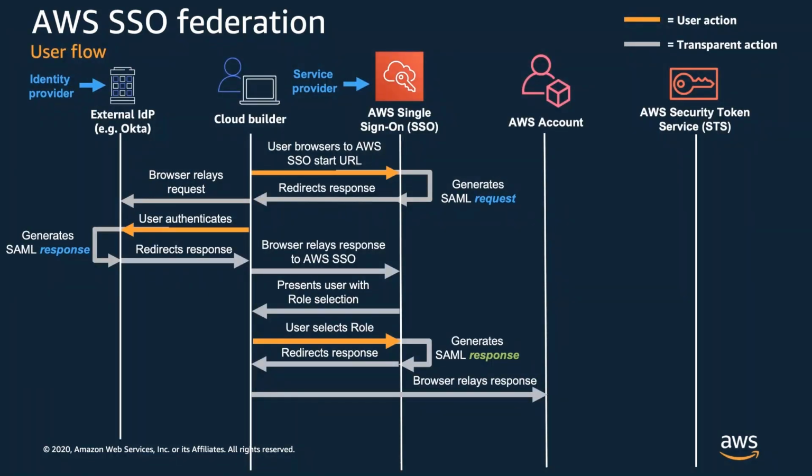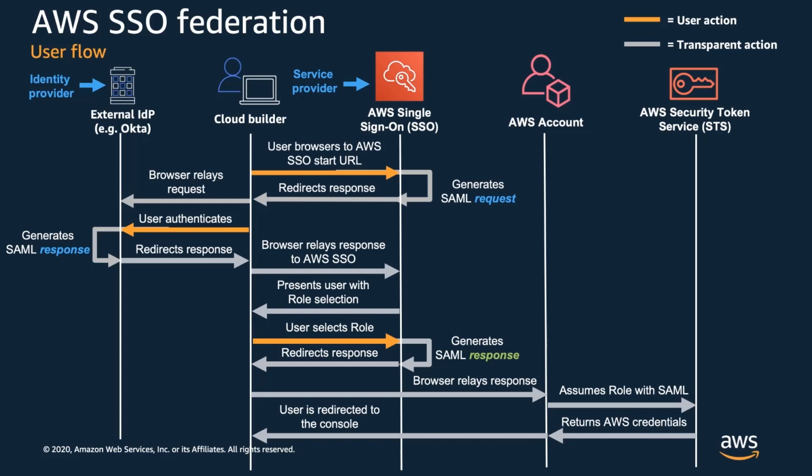Next, browser relays the SAML response to AWS IAM, which calls assume role with SAML, gets temporary AWS credentials on behalf of the user, and redirects user to the console. Finally, user can access the console. So this is the second SAML flow in this scenario between AWS SSO and AWS accounts. AWS SSO plays an identity provider role here, and AWS accounts are the service providers. Only the IDP initiated scenario is supported here.